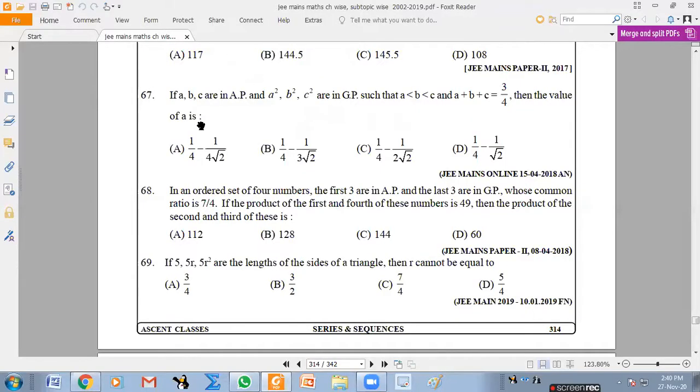There is a previous JEE Advanced question also, almost similar to 67. There I think they gave some 3 by 2 here, and the answer was 1 by 2 minus root 2 or something.